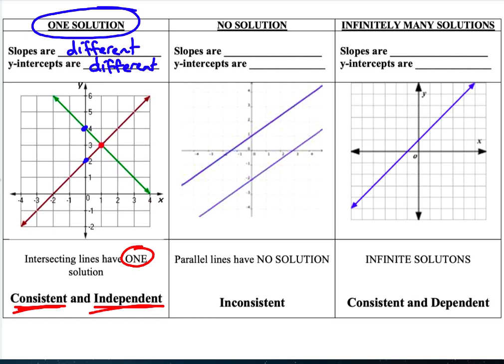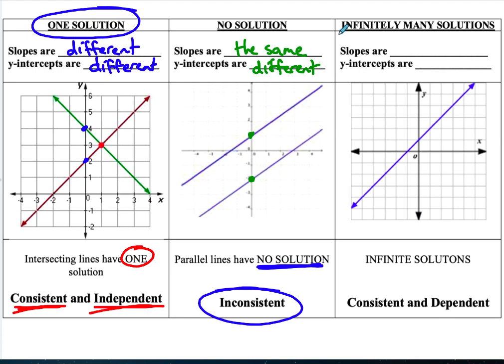Now we look at ones that are parallel to each other. So you'll notice that the slopes are the same, they're equal to each other, but the y-intercepts are different. So they cross the y-axis at different points, but they're both headed in the same direction, meaning, unfortunately, there's not going to be any solution that makes this true. So this is an inconsistent system of equations. They're never going to intersect. They are never going to have a solution.